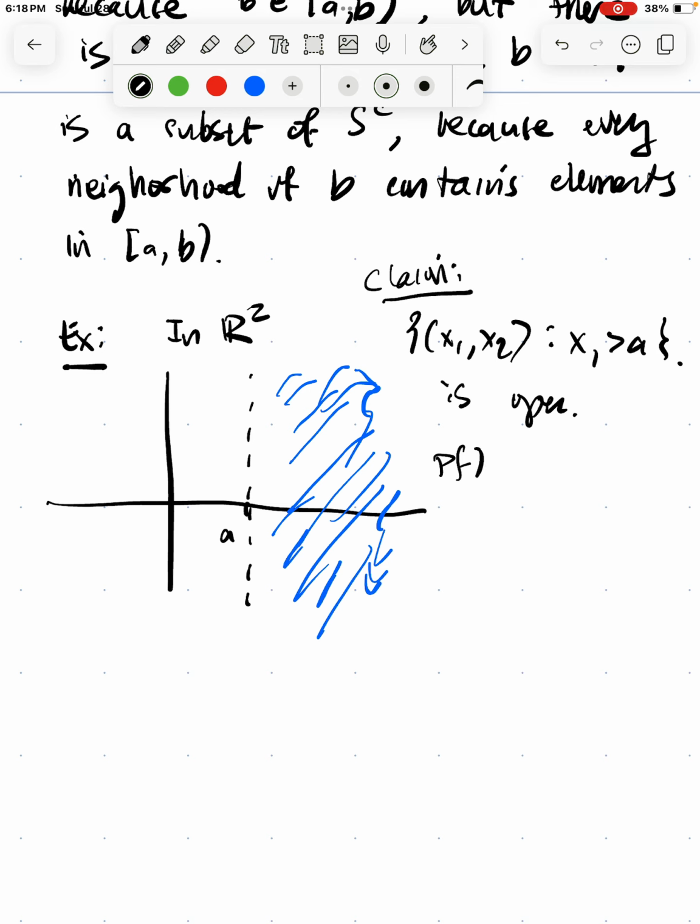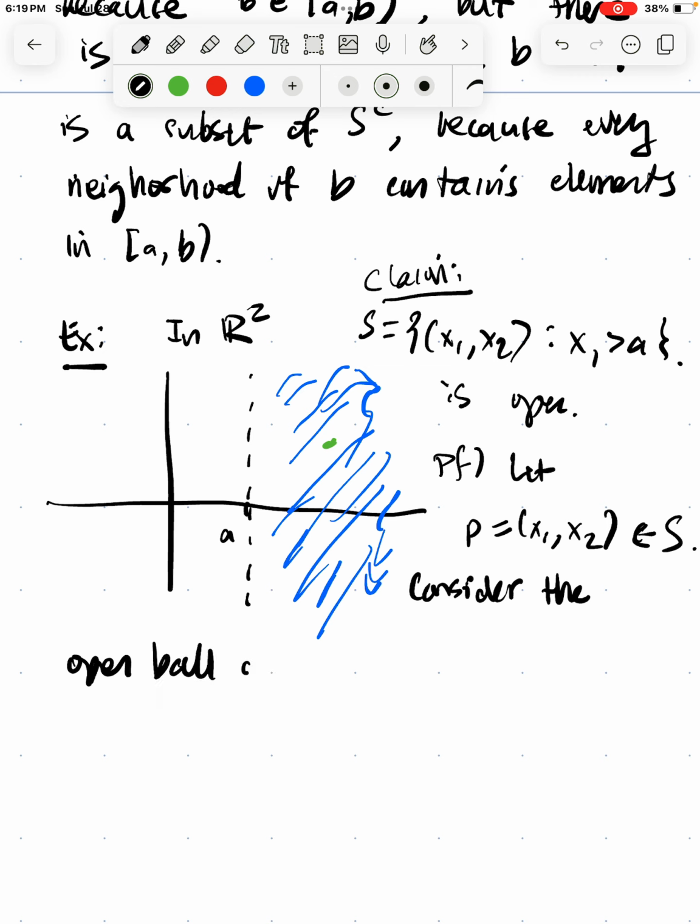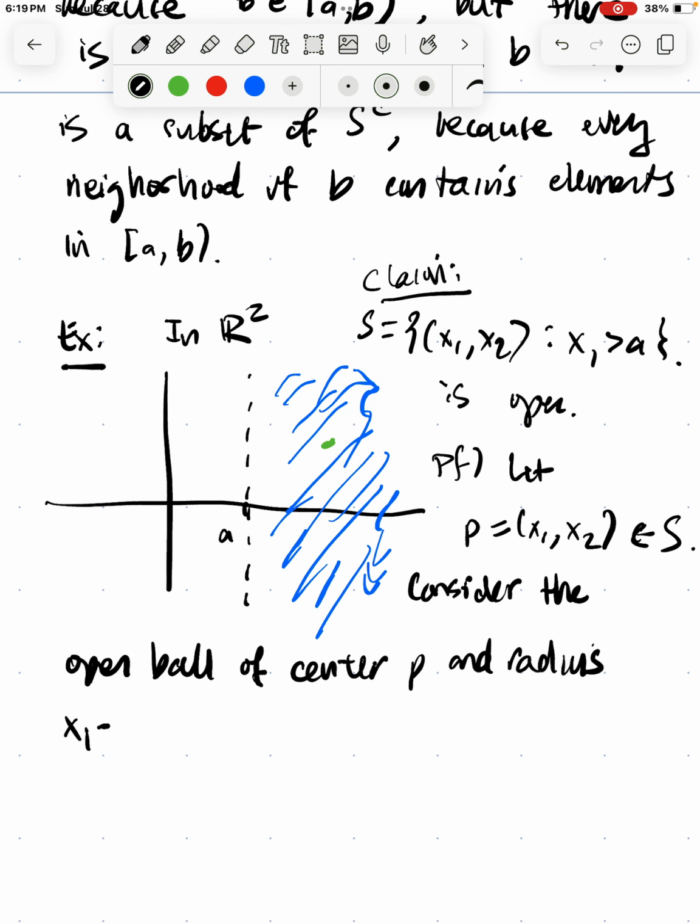Okay, let's prove that. So we have to take an arbitrary element in this set. Let's call this set S. Let P equal x1, x2 be an element of S. So we know that x1 is greater than A. So consider, what should our open ball be? We should take the radius to be anything less than x1 minus A. Consider the open ball of center P and radius x1 minus A. That's the biggest radius we can work with. We can always work with a radius that's smaller.